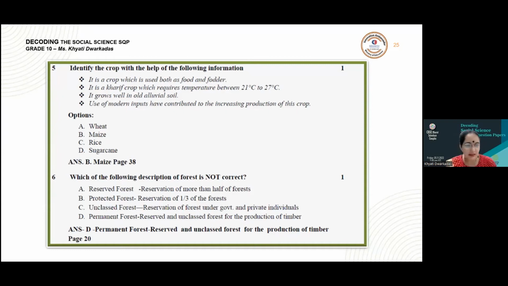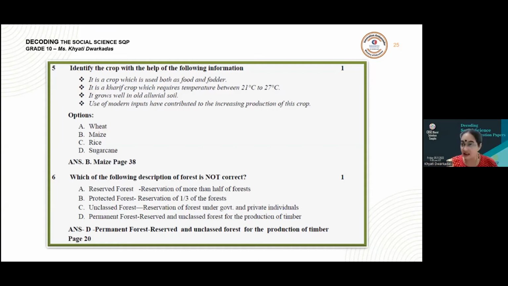5 is good. Yes, absolutely good. 5 is a very good question. In fact, if you're running a quiz in your classrooms, you can use these clues and make them rehearse the crops. So 5 indeed is a very, very good question. Yes, many of you say it is a very good question, a great question.